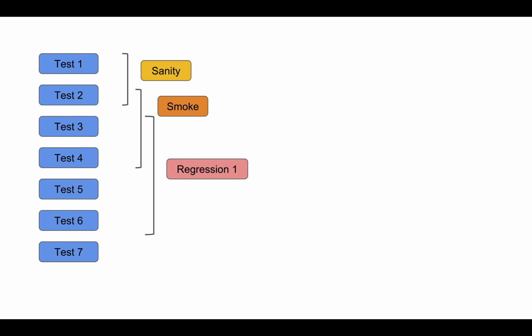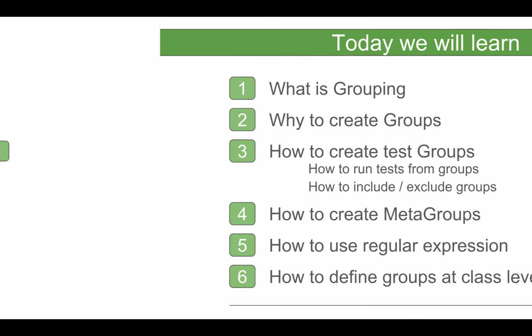Now you can have other groups as well. For example, you say that you have a regression 1 or the first regression. So whenever you want to run the first regression cycle, it should run test 3, 4, 5, 6, and you may have a complete regression suite or a complete regression run where you want to include all the 7 test cases. Now if you try to do this manually, it will be very difficult. You will not be able to remember each and everything and run exactly the same time every time. So therefore we need help of grouping in TestNG.